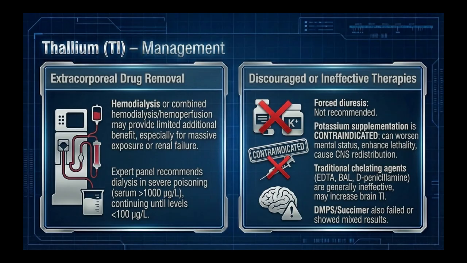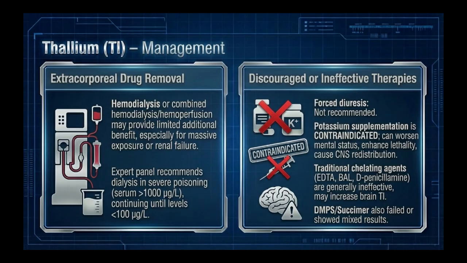Dithizone and diethyldithiocarbamate have been discontinued due to their side effects. Dithizone can cause diabetogenic effects, and diethyldithiocarbamate can form a lipophilic complex that redistributes thallium into the central nervous system, potentially exacerbating neurotoxicity. Traditional chelating agents, such as ethylenediaminetetraacetic acid, diethylenetriamine pentaacetic acid, dimercaprol, and D-penicillamine are generally ineffective in promoting the excretion of thallium. In some cases, they may even increase the concentration of thallium in the brain.